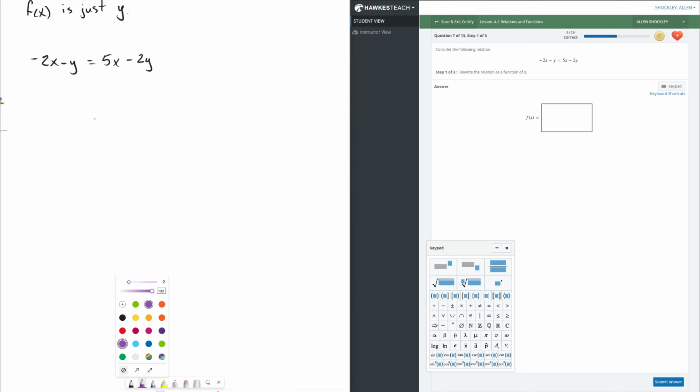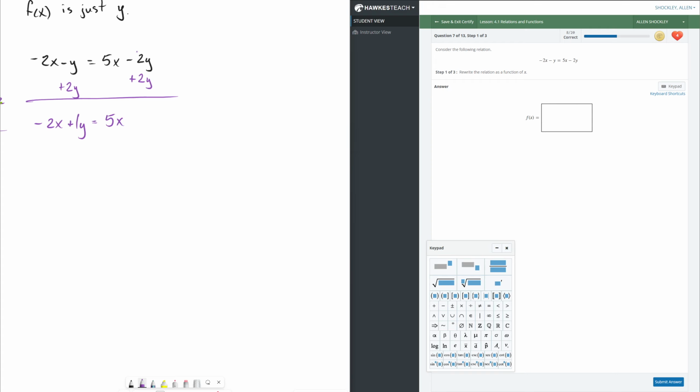So if we want y by itself, I'm going to add 2y. Negative 2x. 2y minus y is a positive 1y equals 5x, and 2 minus 2 is 0. I'm going to add my 2x because it's negative. The opposite of subtraction is addition. So I'm going to add those two together, and I'm left with 1y equals 7x. I don't really like 1y. I usually just write it as y equals 7x.